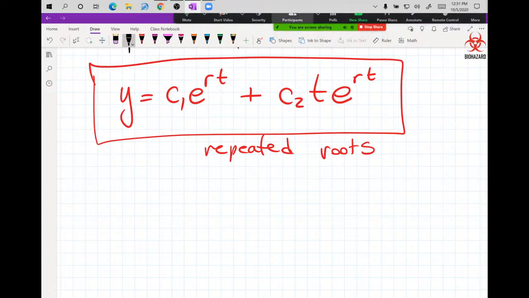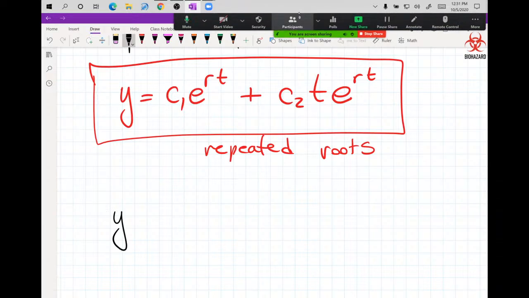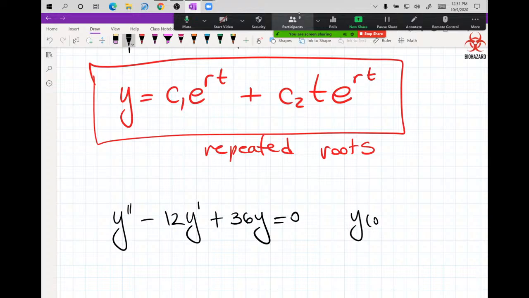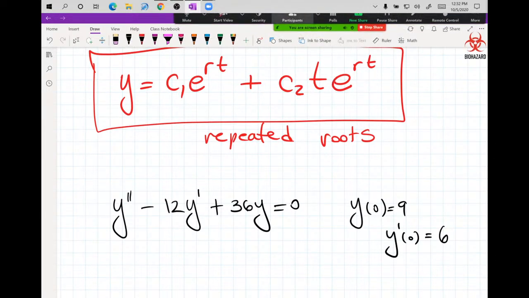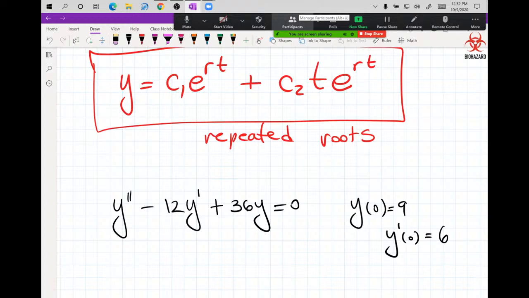So let's go with y double prime minus 12y prime plus 36y equals 0. y of 0 is 9, and y prime of 0 is literally whatever, doesn't matter, 6, whatever. Make sure that you have that in the solution, and I'll be back in a second.